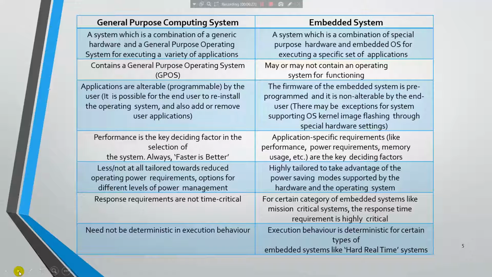There are a few more things, like fast is better always, which is seen in general computing systems, where more applications are running, so it has to be fast and respond fast. But when you compare that to an embedded system, it is for specific applications. It is designed to do a particular task. I don't want to do multiple tasks, only one particular task. So for one particular task I don't need much power; I need only less power, less memory usage, and a few other factors to be considered. That is the advantage of embedded systems.